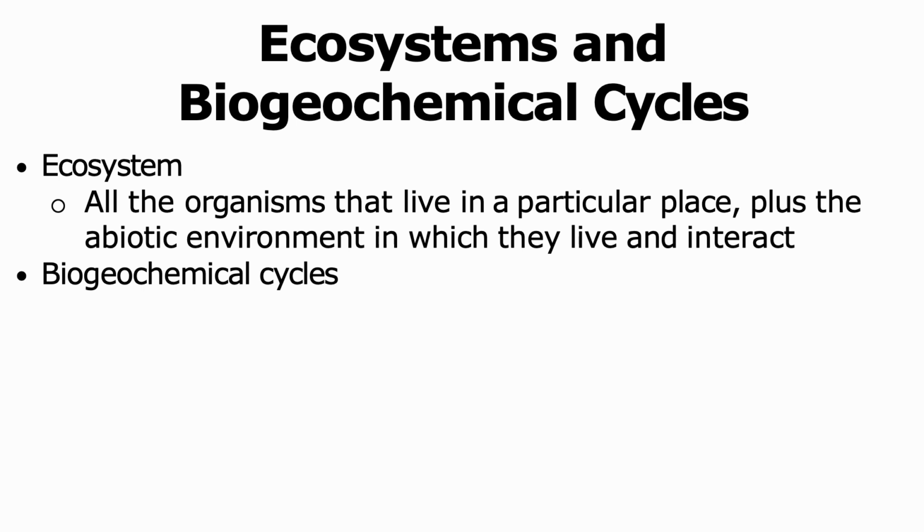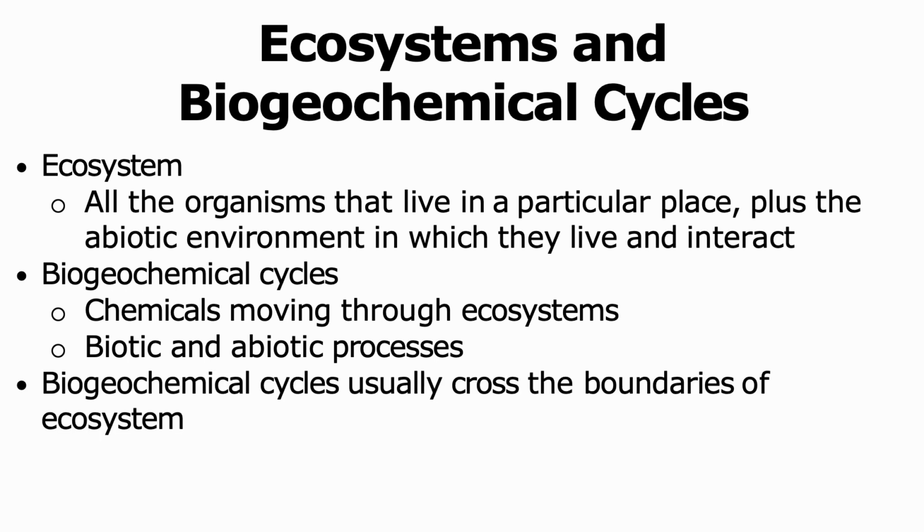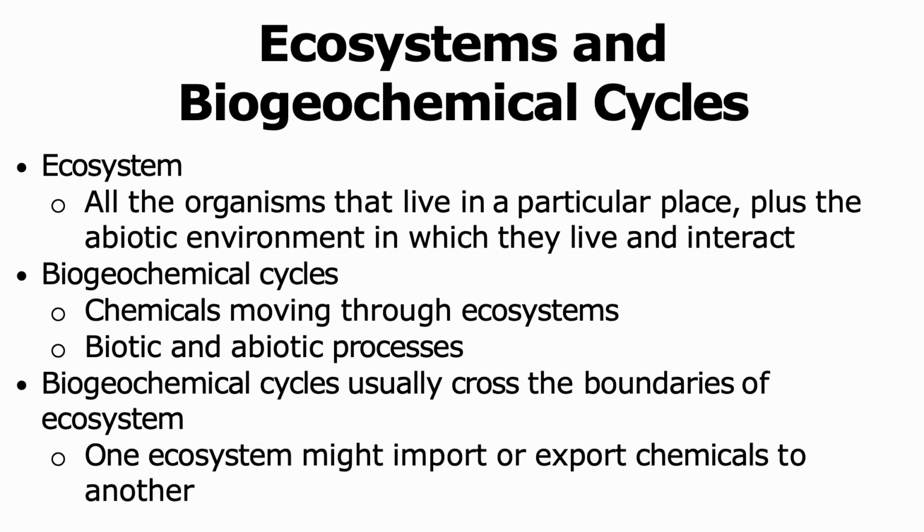Biogeochemical cycles are chemicals that move through these ecosystems. These chemicals are used in biotic as well as abiotic processes. Biogeochemical cycles are able to cross the boundaries of ecosystems. What we mean by that is that one ecosystem might import or export chemicals to another ecosystem.